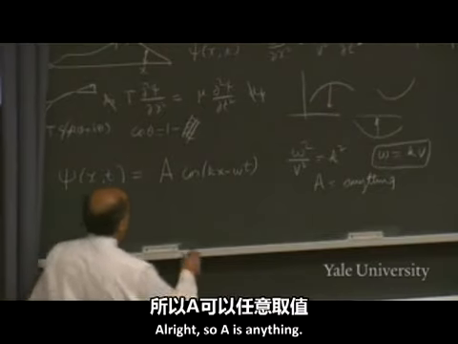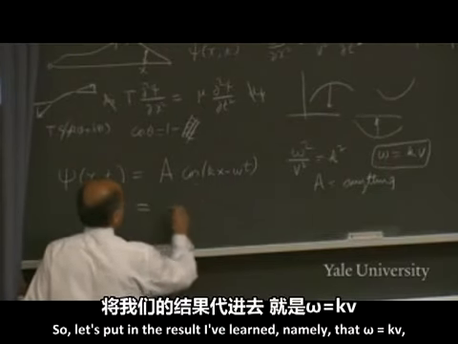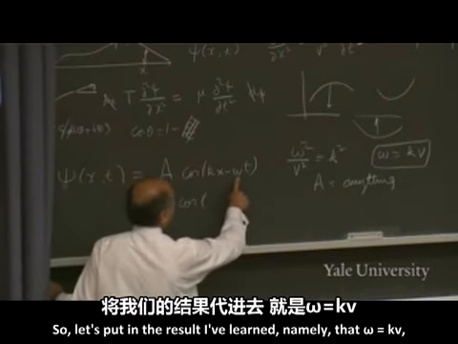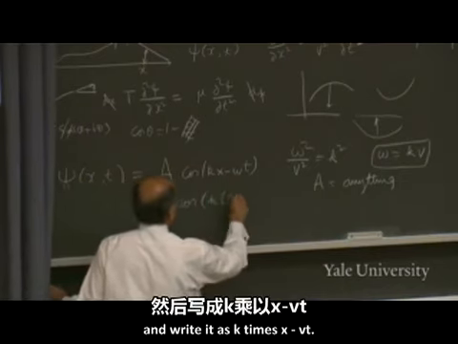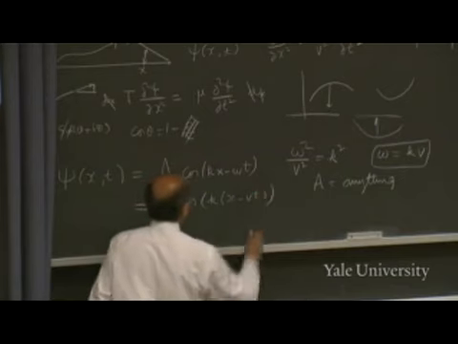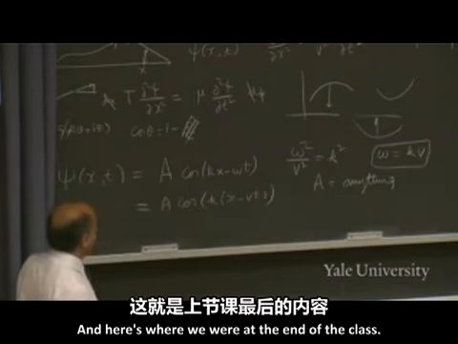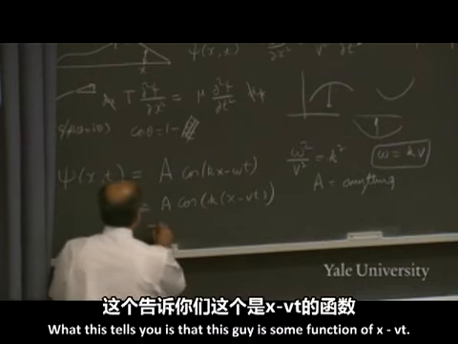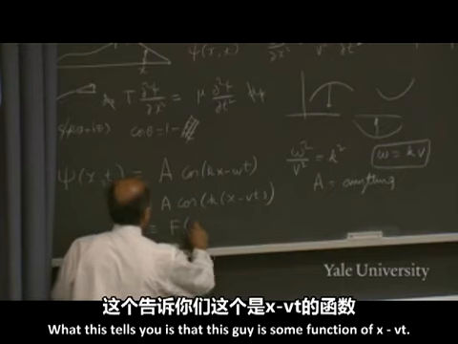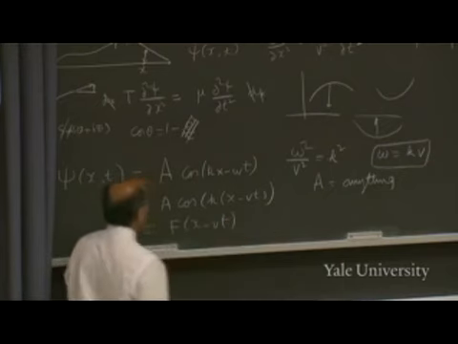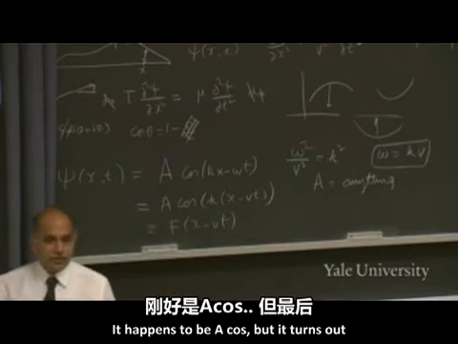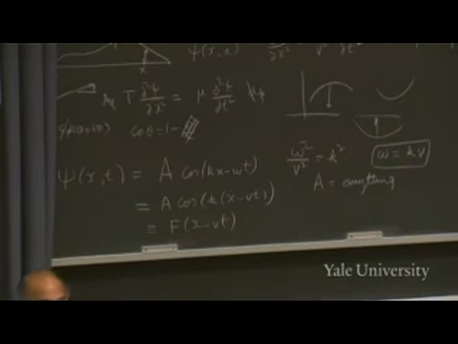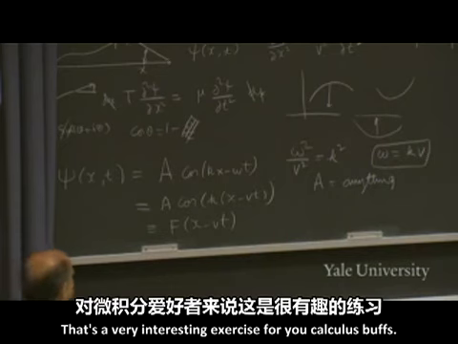All right, so a is anything. So let's put in the result I've learned, namely that omega is equal to kv, and write it as k times x minus vt. And here's where we were at the end of the class. What this tells you is that this guy is some function of x minus vt. It happens to be a cosine, but it turns out any function of x minus vt actually satisfies the wave equation. That's a very interesting exercise for you calculus buffs.